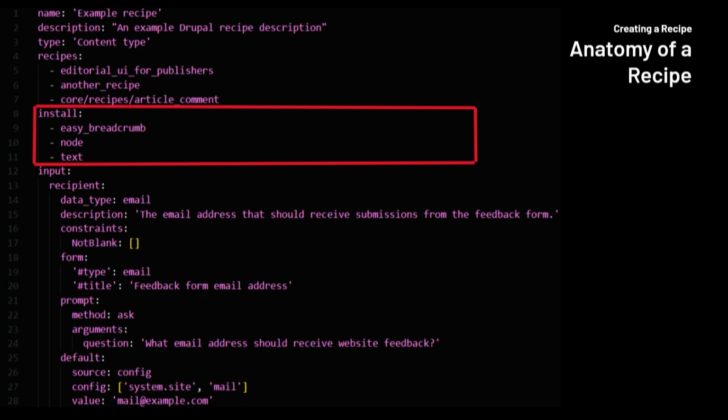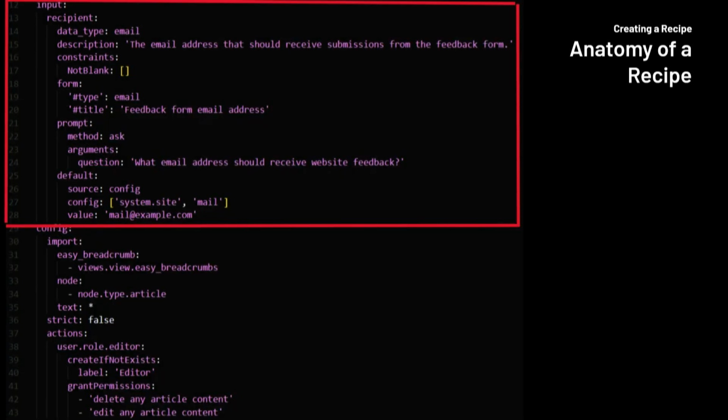And one of the big powers of recipes, in my opinion, is also the input chunk, where you can define prompts that you want to ask your users as the recipe is enabled. So for instance, if you have an SSO setup and you need an API key, you can actually ask the user for that information at the point at which you're installing the recipe, which makes configuration a lot easier rather than clicking around in Drupal trying to find the magical box, et cetera.